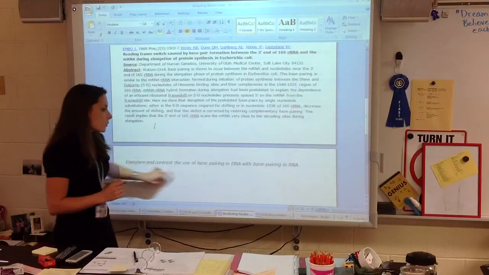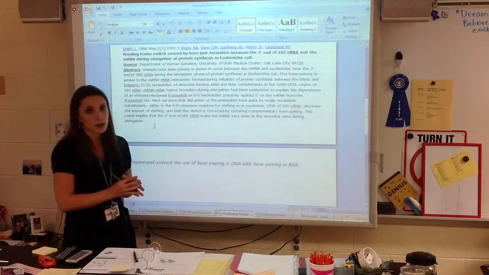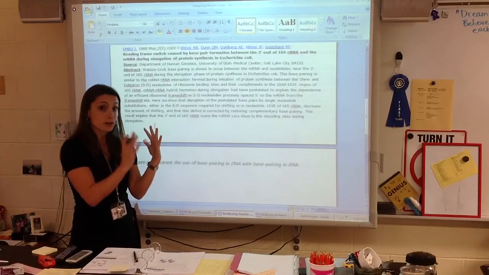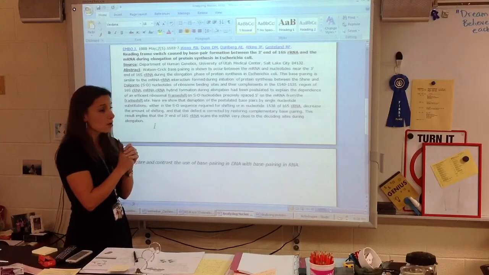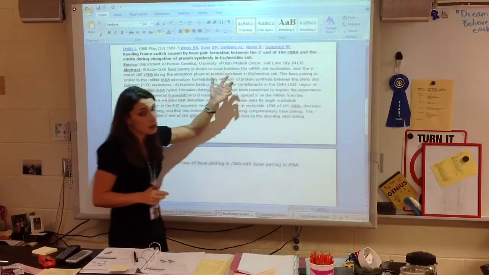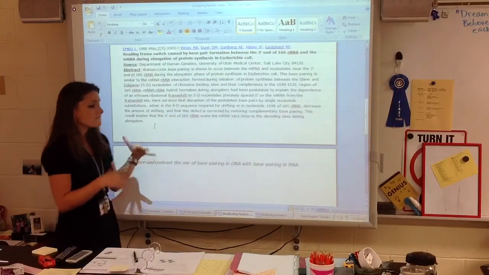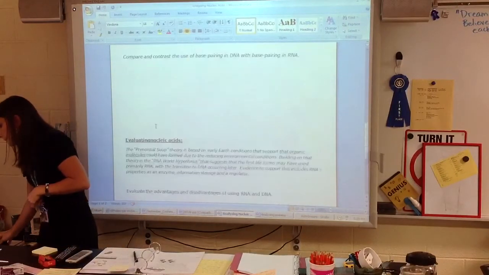And so this is where base pairing comes into play. Both of them base pair. DNA base pairs to itself. RNA base pairs to DNA when mRNA is being made, if you remember. But mRNA up here in this picture also base pairs with tRNA. And so we want to kind of know what's the advantage of base pairing, what's the disadvantage of base pairing.